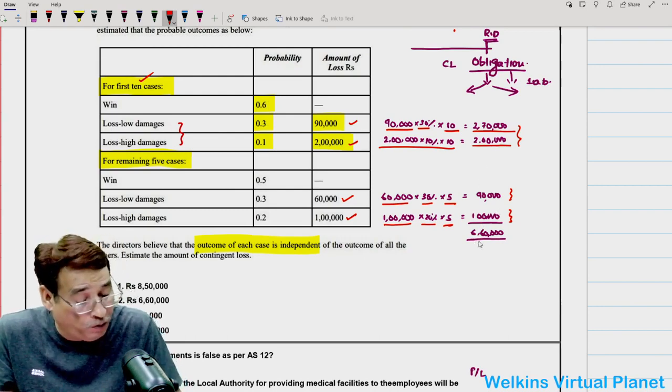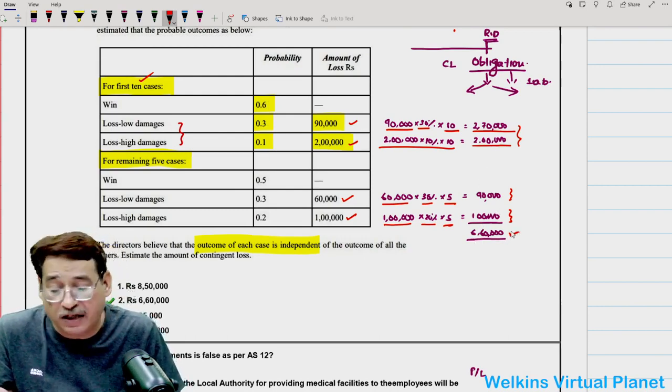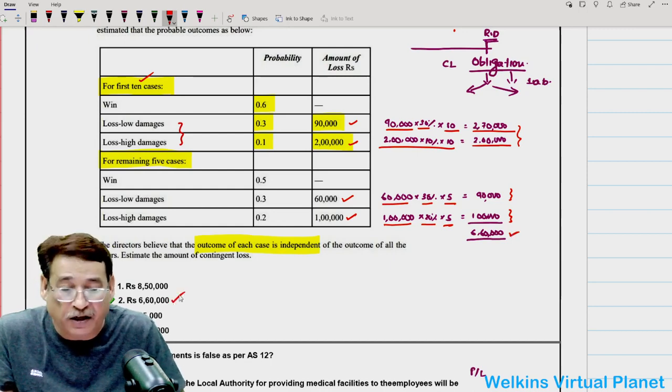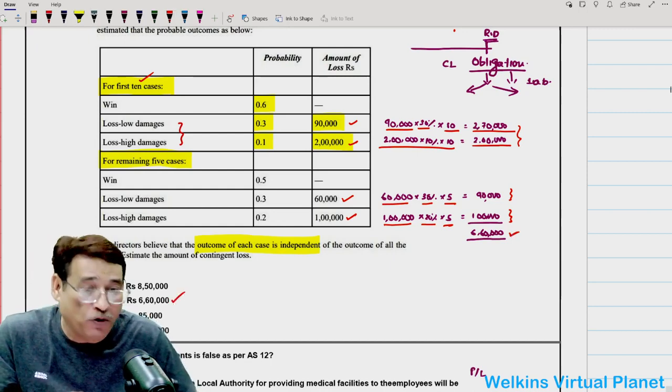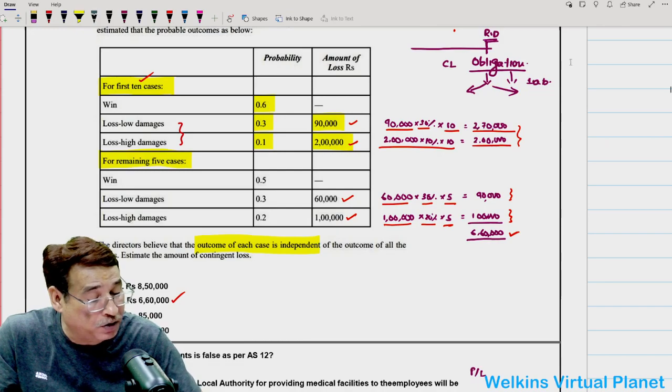Is it clear to you? You will total them up. It comes to 6,60,000, and 6,60,000 is the correct answer. So this is how you are going to do this particular question. Correct?